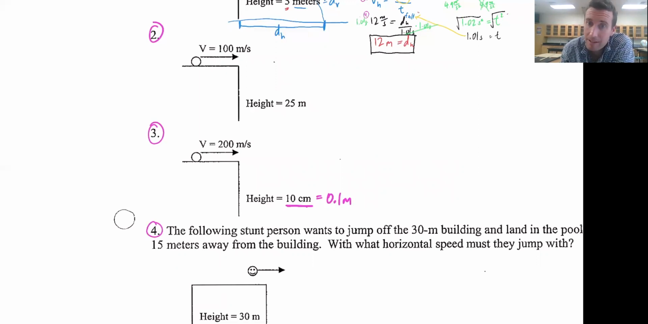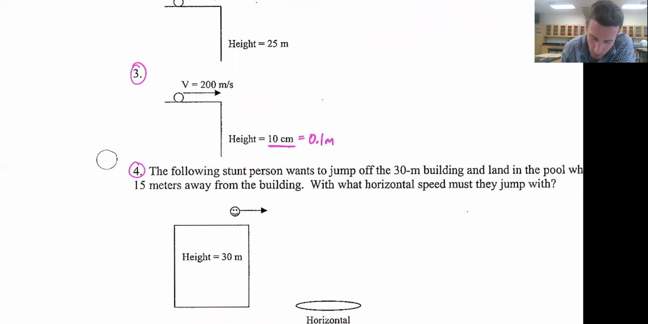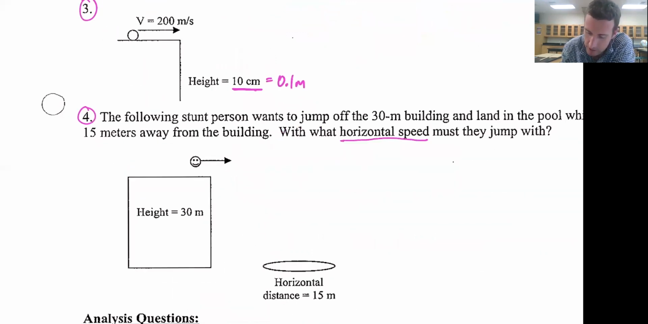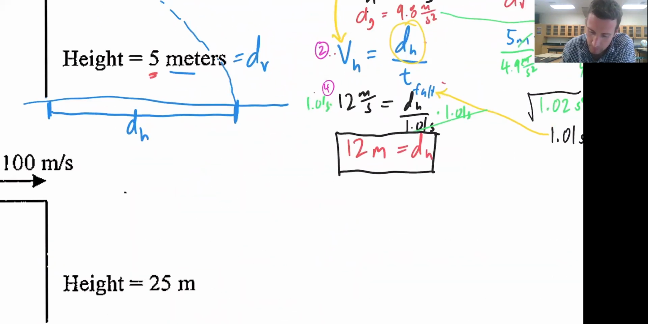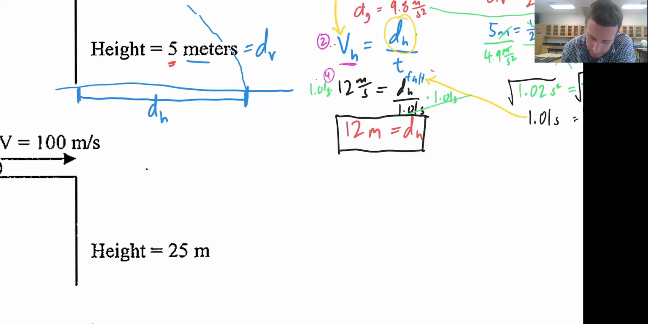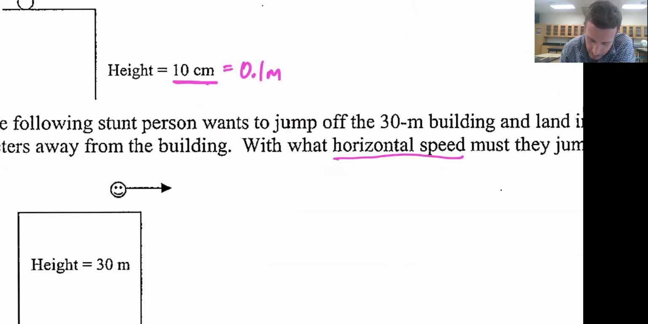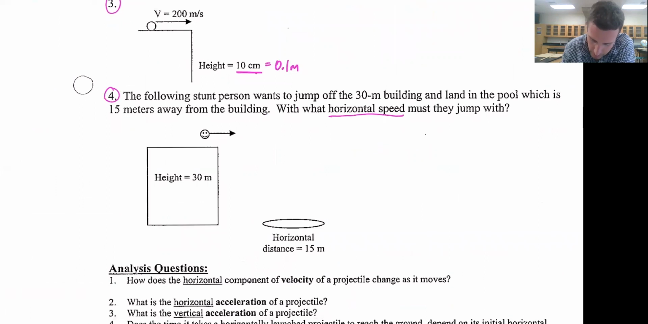The only thing that's changed is now you're solving for horizontal speed, which was that part, right? V sub h, horizontal speed. And you're given the horizontal distance. So you're given the distance horizontal as 15 meters, you're solving for the speed. The first part of it is exactly the same, and then you're just plugging in a different one.